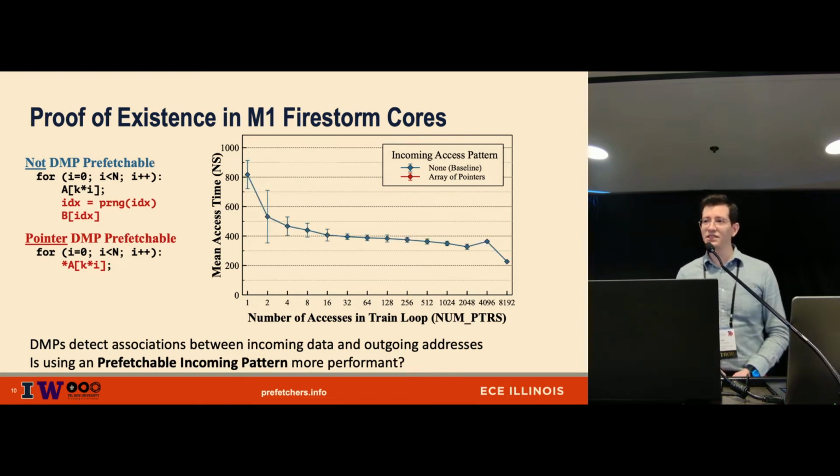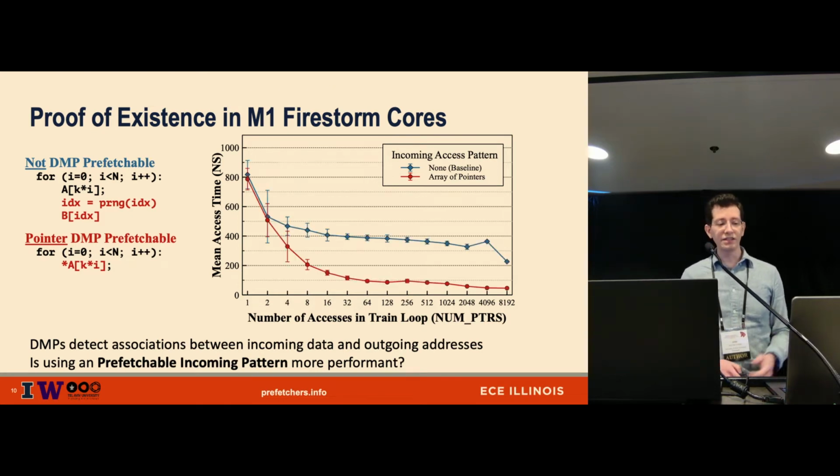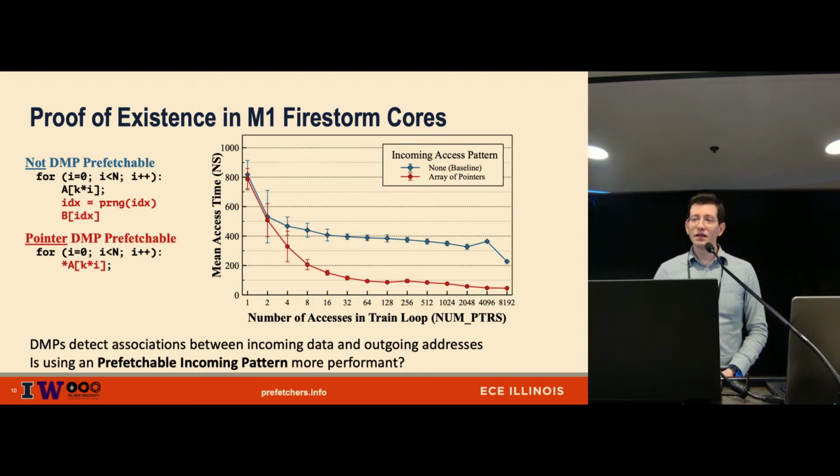This is the average access time for that baseline, and this is the average access time for the pointer-based access pattern. There's a significant speed up. This is evidence that a DMP capable of prefetching through exactly this access pattern is present in the M1.